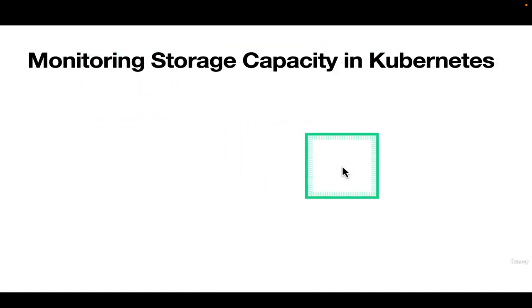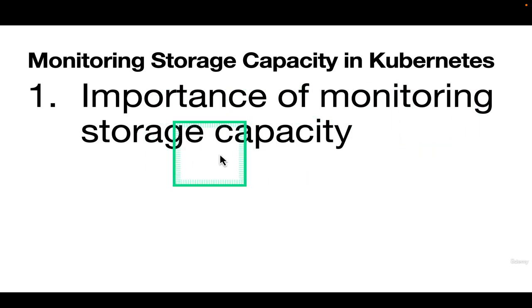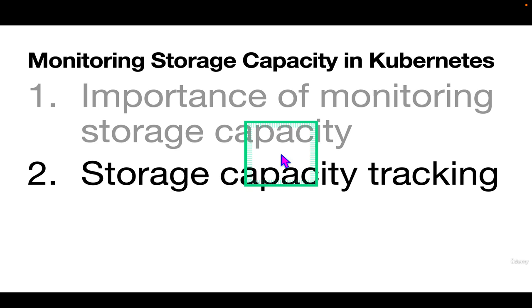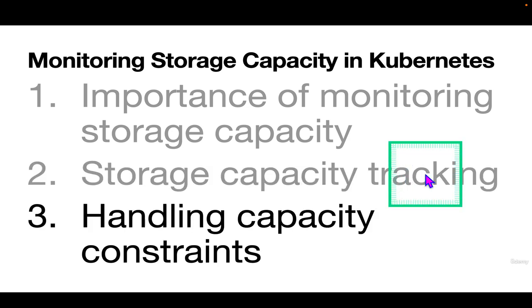Monitoring storage capacity in Kubernetes. Importance of monitoring storage capacity. Monitoring storage capacity helps prevent unexpected outages due to insufficient storage and aids in capacity planning. Storage capacity tracking is available for CSI drivers that support the feature, providing information on available and used capacity. Handling capacity constraints involves setting resource quotas, configuring alerts, and scaling storage resources as needed.